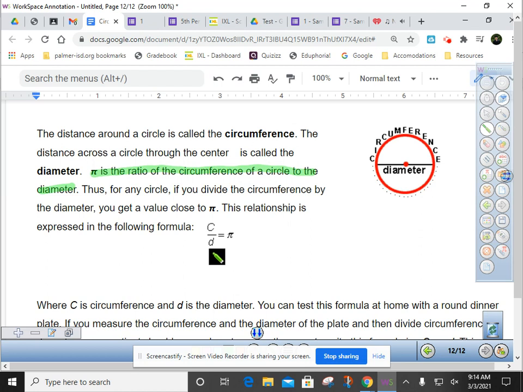Are you paying attention? You really should, because you have a hard time sometimes. Thus, for any circle, if you divide the circumference by the diameter, you get a value close to pi. They're saying it a lot. Do you think it's important? Yes. And then they wrote it for you right here. C divided by D equals pi. Still with me? Yes.